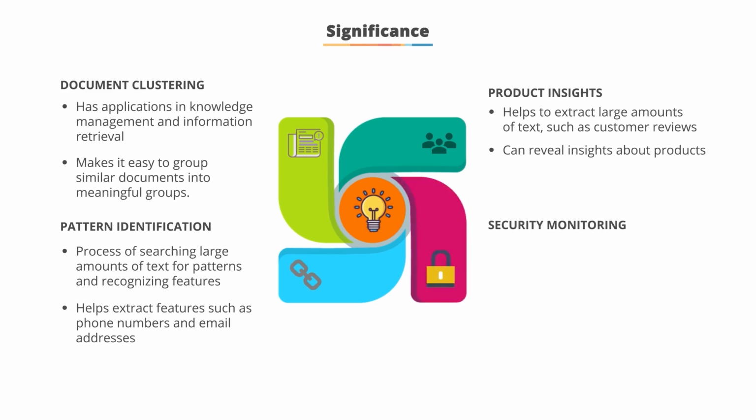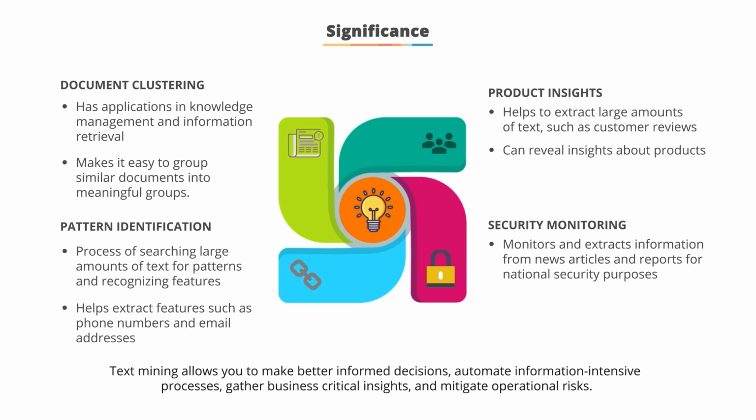Security monitoring. Text mining helps in monitoring and extracting information from news articles and reports for national security purposes. Text mining makes sure to use all of your available information. It is a more effective and productive knowledge discovery that allows you to make better informed decisions, automate information-intensive processes, gather business-critical insights, and mitigate operational risks.